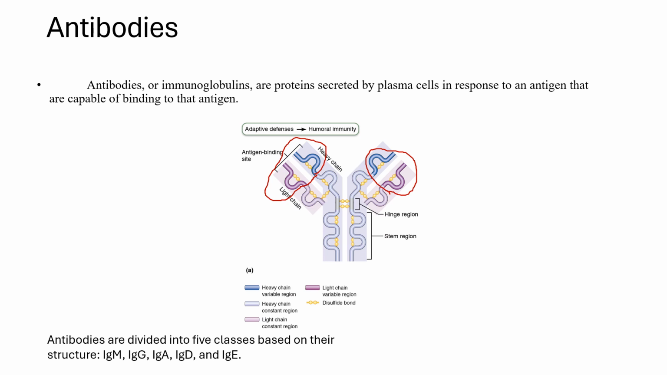So there are 5 types of antibodies: antibody M, antibody G, antibody A, antibody D, antibody E. You can make a phrase, a word out of them to remember. I'm not very creative, so I remember them like Magade, which is not very nice, but you can make a better word. So these are the 5 antibodies which our body makes.